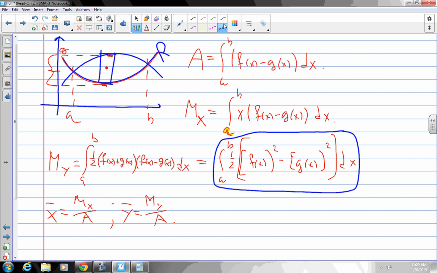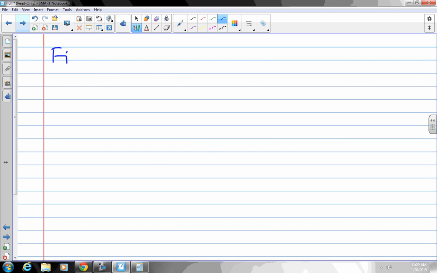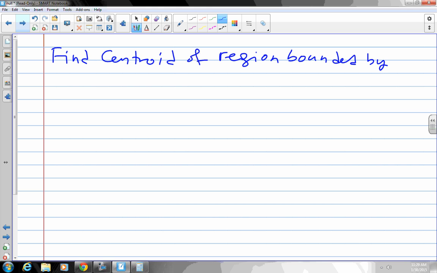All right, let's do this one. Let's do the example. I want us to find the centroid of the region bounded by y equals 2 minus 2x squared and y equals the square root of 1 minus x squared.